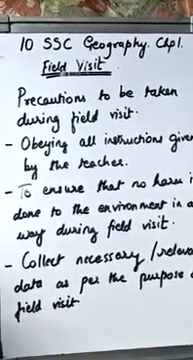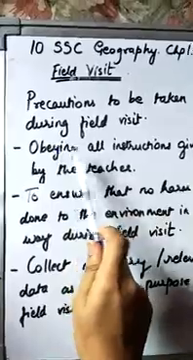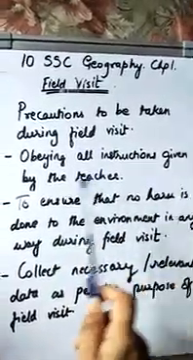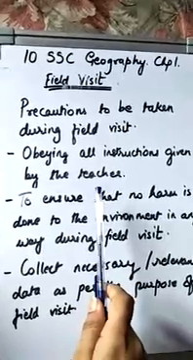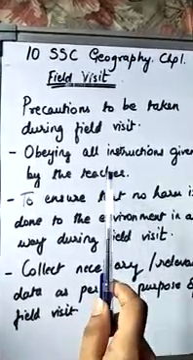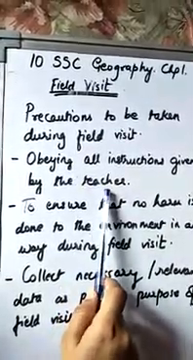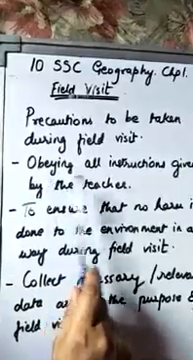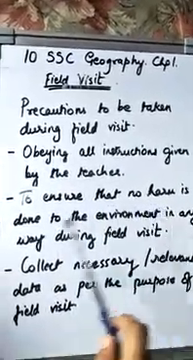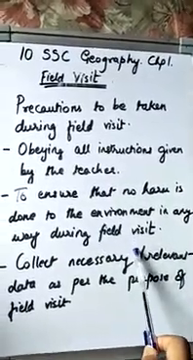The next thing to know in field visit is the precautions to be taken during a field visit. The first thing is obeying all instructions given by the teacher. Before setting out, the teacher will give you a set of instructions of do's and don'ts. That has to be followed without fail. That is, you have to obey all the instructions. Next is to ensure that no harm is done to the environment in any way during the field visit.